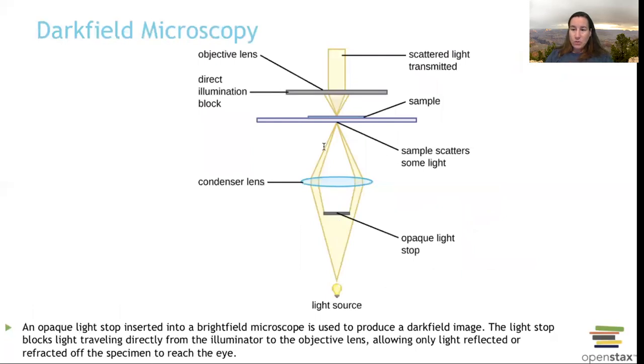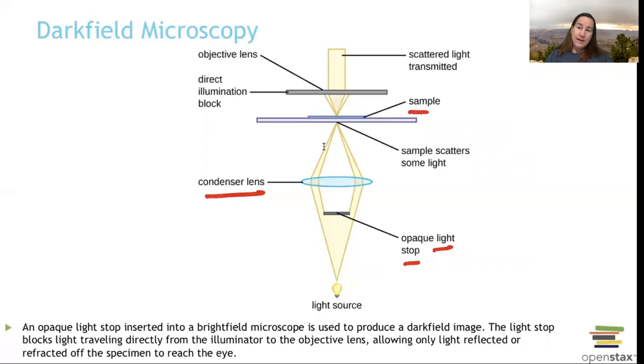Bright field is going to have, again, the white background with the dark object in the middle of it. Dark field is going to be the opposite. So the background is dark and your organism is light. And that's because you're going to put in something called a light stop down here before it hits that condenser, in between the light stop and the condenser lens, before it goes up to your sample that's up here on the slide.